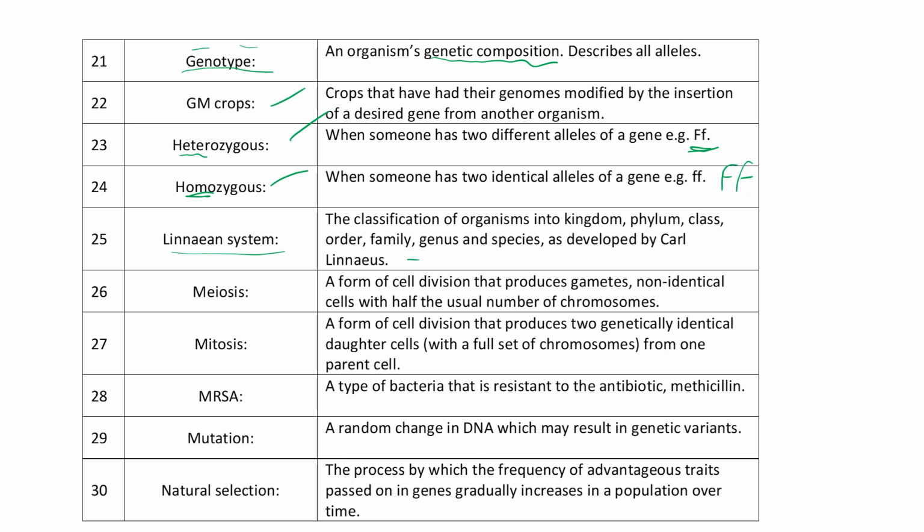A form of cell division that produces gametes. So what you do is you start off with one parent and you end up with 4, where you've got half the number of chromosomes in each one of those daughter cells.